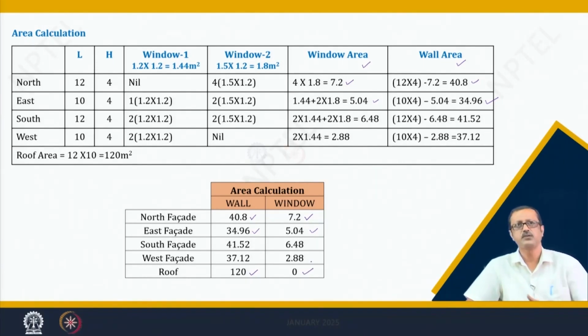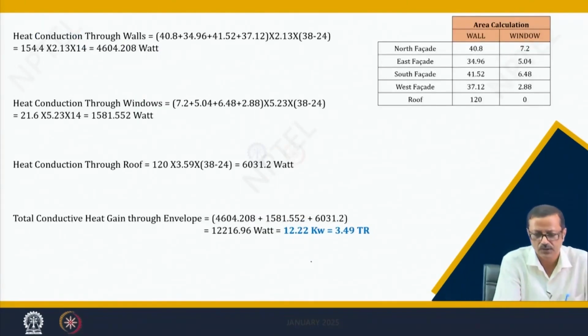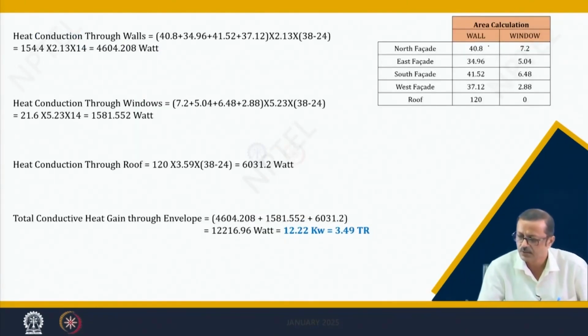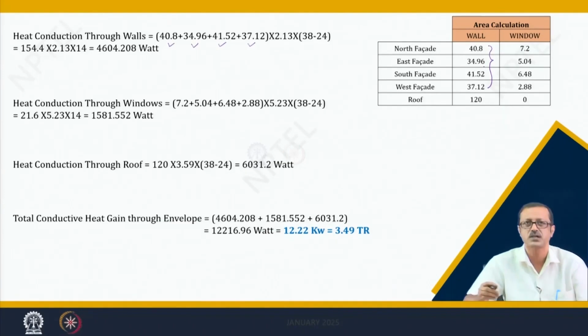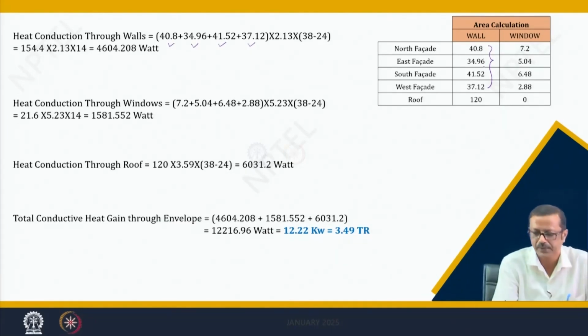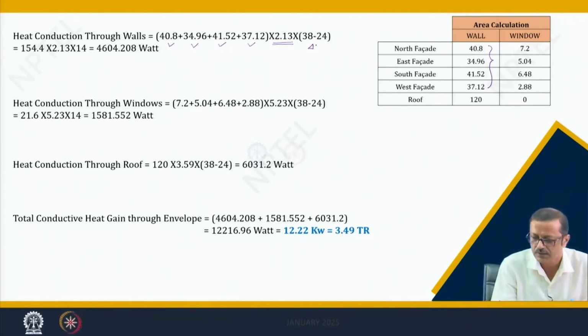So, now I know all the areas, so I can just add up all those areas. These are the areas of this 4 wall area. Wall is opaque. So, from 40.8, then 34.96, 41.52 and 37.12. So, those are the summation of all the wall area multiplied by the U value of the wall, which is 2.13. I have mentioned in the very first slide, and this is the del T. So, this is the del T value, this is the U value, and this is the sum of the area.